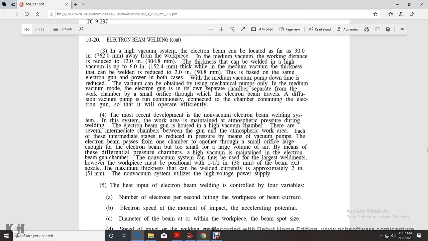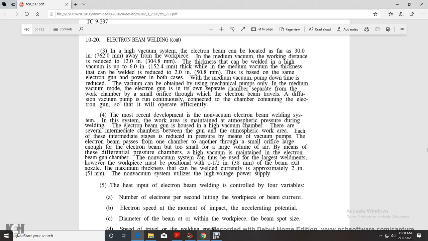The most recent development is the non-vacuum electron beam welding system, in which the work area is maintained at atmospheric pressure during the welding. The electron beam gun is housed in a high vacuum chamber. There are several intermediate chambers between the gun and the atmospheric work area. Each of these intermediate stages reduces the pressure by means of a vacuum pump. The electron beam passes from one chamber to the next through a small orifice, large enough for the electron beam but small enough to limit the volume of air. By means of the different pressure chambers, the high vacuum is maintained in the electron beam gun chamber. The non-vacuum system can thus be used for larger weldments. However, the workpiece must be positioned about 1.5 inches from the beam exit nozzle. The maximum thickness that can be welded is currently approximately 2 inches.